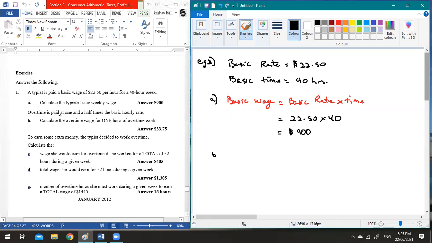Overtime is paid at 1.5 times the basic hourly rate. Calculate the overtime wage for 1 hour. Basically, what they're asking for is the overtime rate. Now, remember, English is a funny language. You could ask things in different ways, but it'll be the same thing. So again, it is 1.5 by the basic rate. So 1.5 by 22.50.